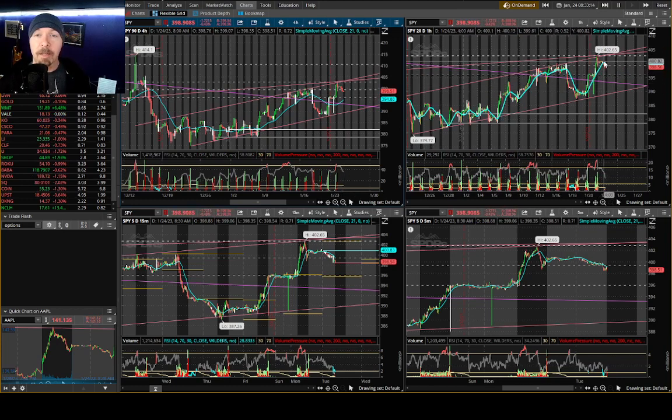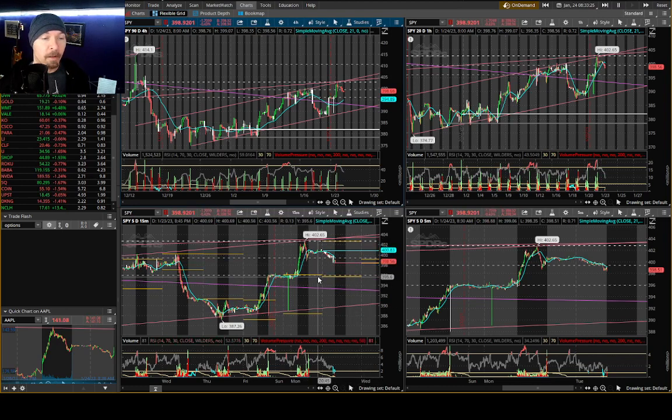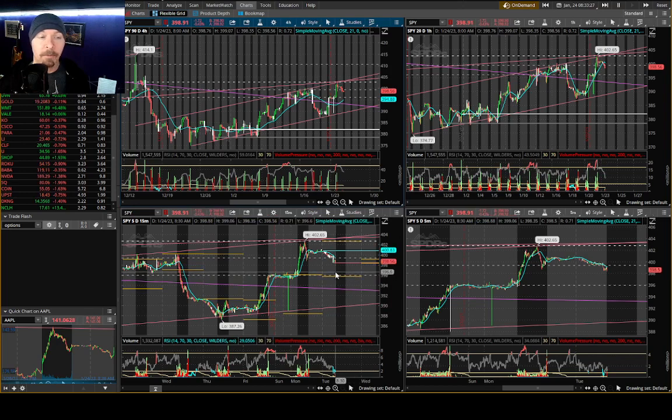Coming over here, the same level is still present. Coming down here to the 15 minute, we are at the pre-market low. Some of these levels here are just showing me the opens and closes and pre-market highs and lows from the previous day.